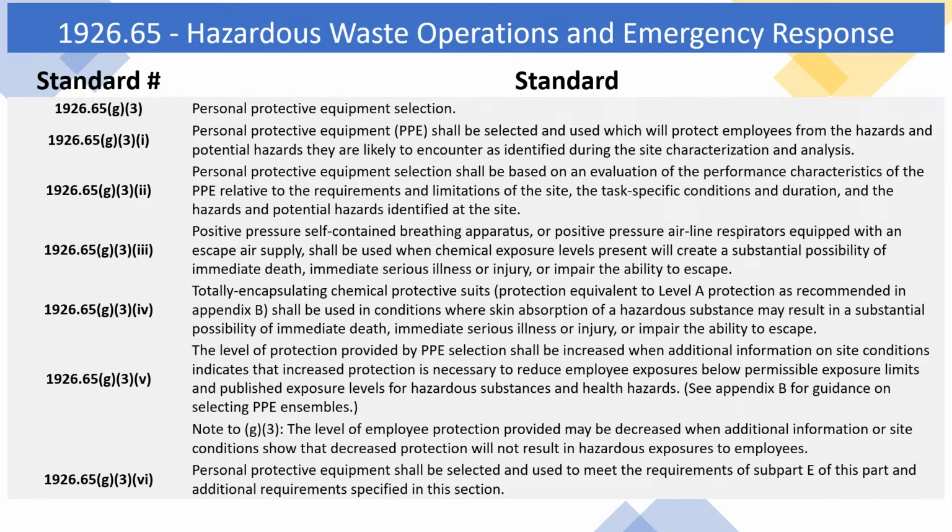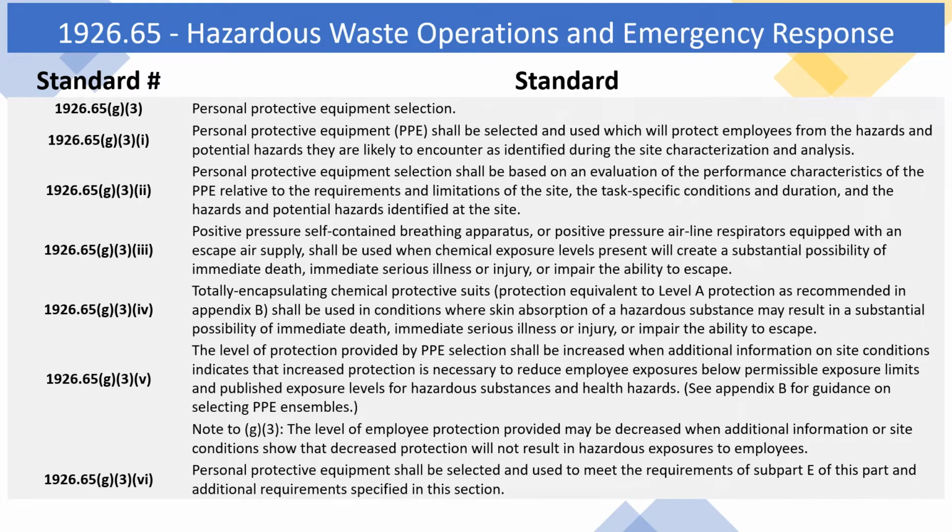1926.65 G3 2. Personal protective equipment selection shall be based on an evaluation of the performance characteristics of the PPE relative to the requirements and limitations of the site, the task-specific conditions and duration, and the hazards and potential hazards identified at the site.